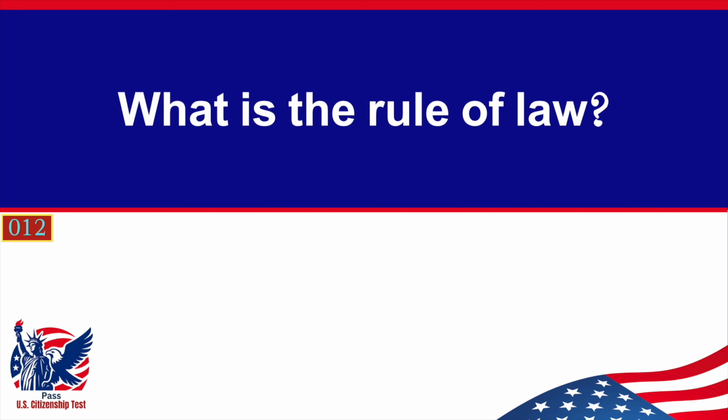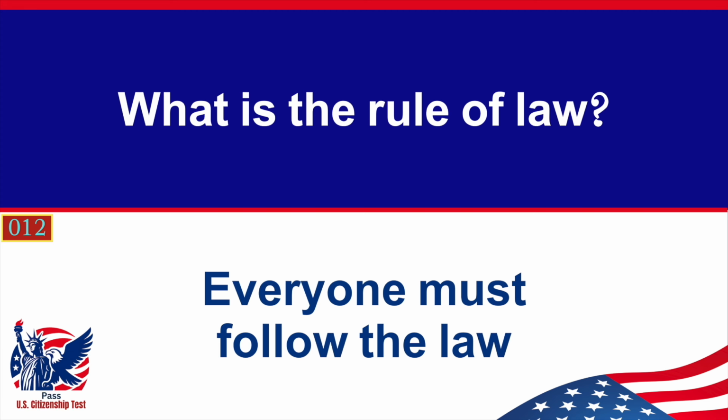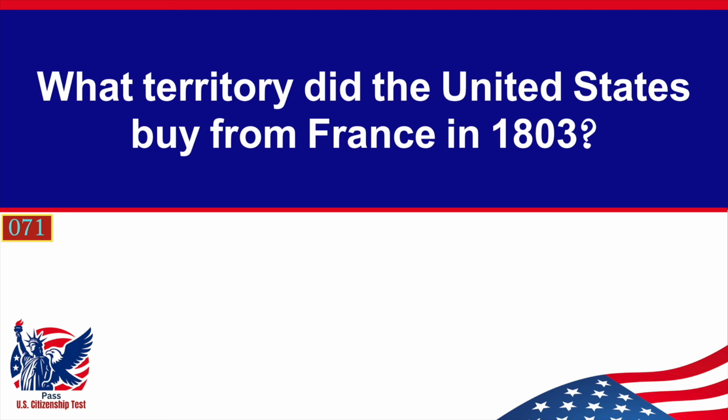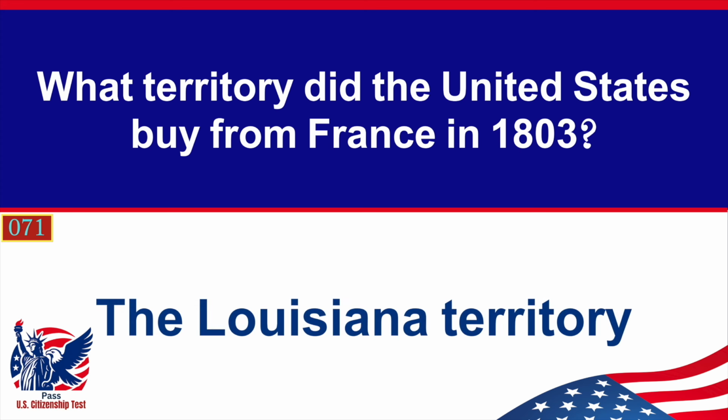What is the rule of law? Everyone must follow the law. Who makes federal laws? Congress. What territory did the United States buy from France in 1803? The Louisiana Territory.